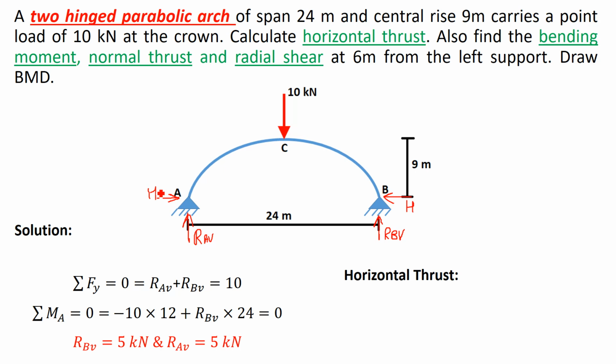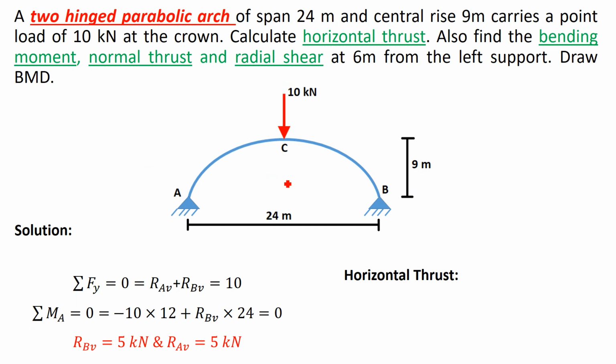We also discussed that horizontal thrust at support A is always towards right and horizontal thrust at support B is always towards left, because of this 10 kilonewton downward force, these two supports are trying to move towards left and right respectively. So we'll start the solution with the very first step.